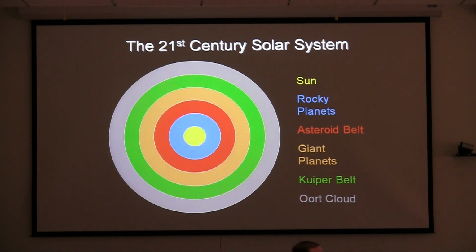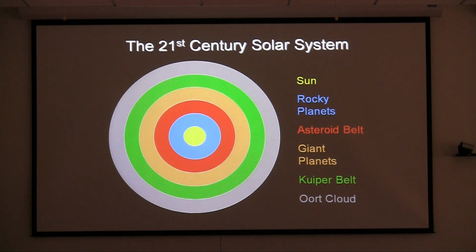Because you can organize them by distance, you have the sun at the center, which is a star, the only star in the solar system. You've got the rocky planets around that, the asteroid belt around that, the giant planets around that, the Kuiper belt around that, and this thing called the Oort cloud that you haven't heard of yet today, but you will, around that.